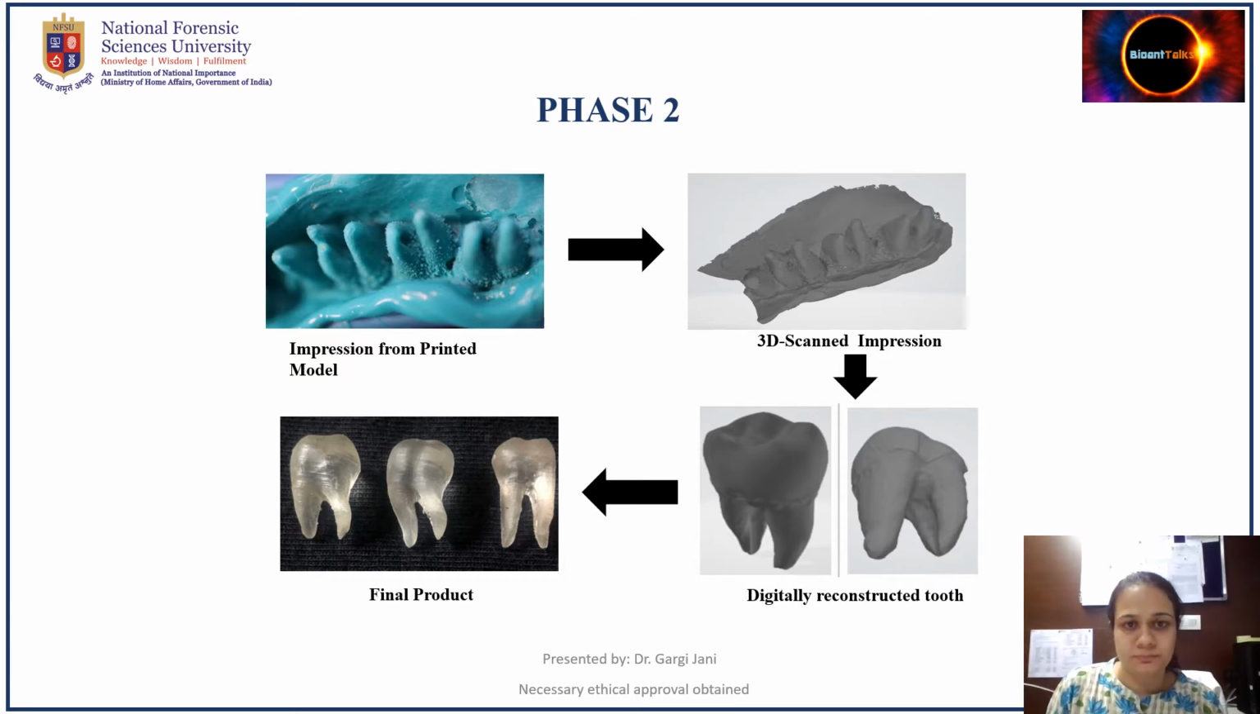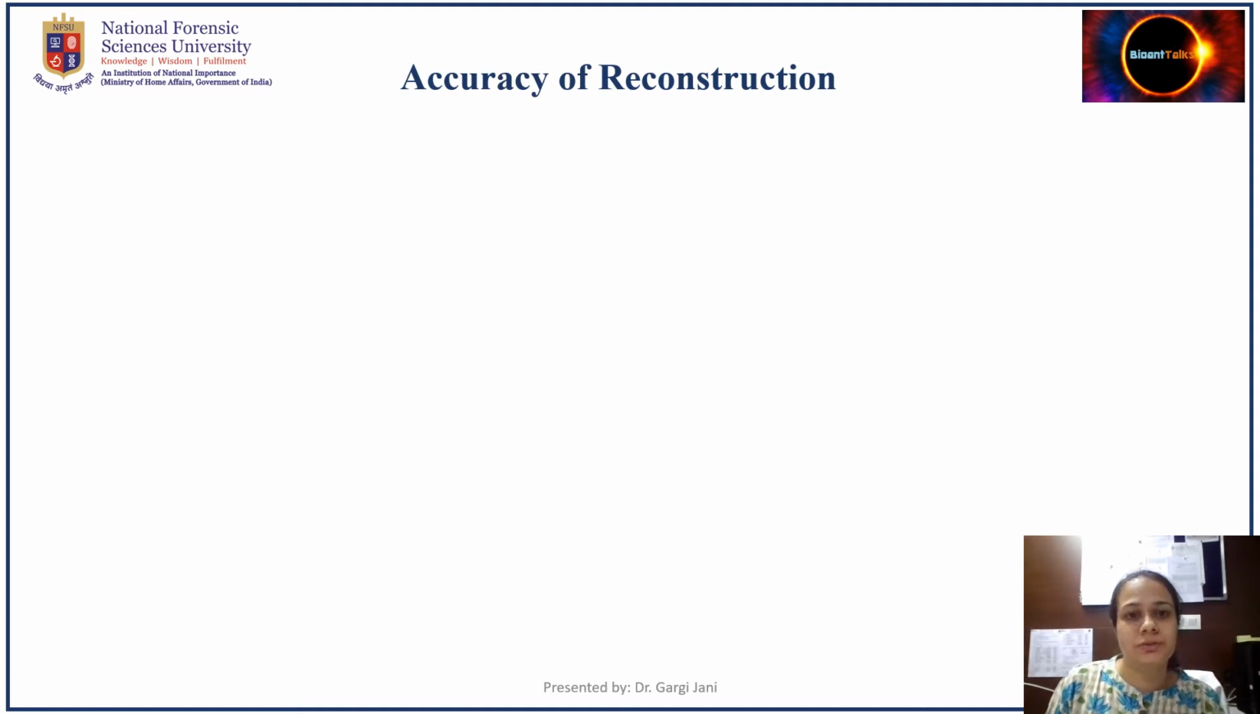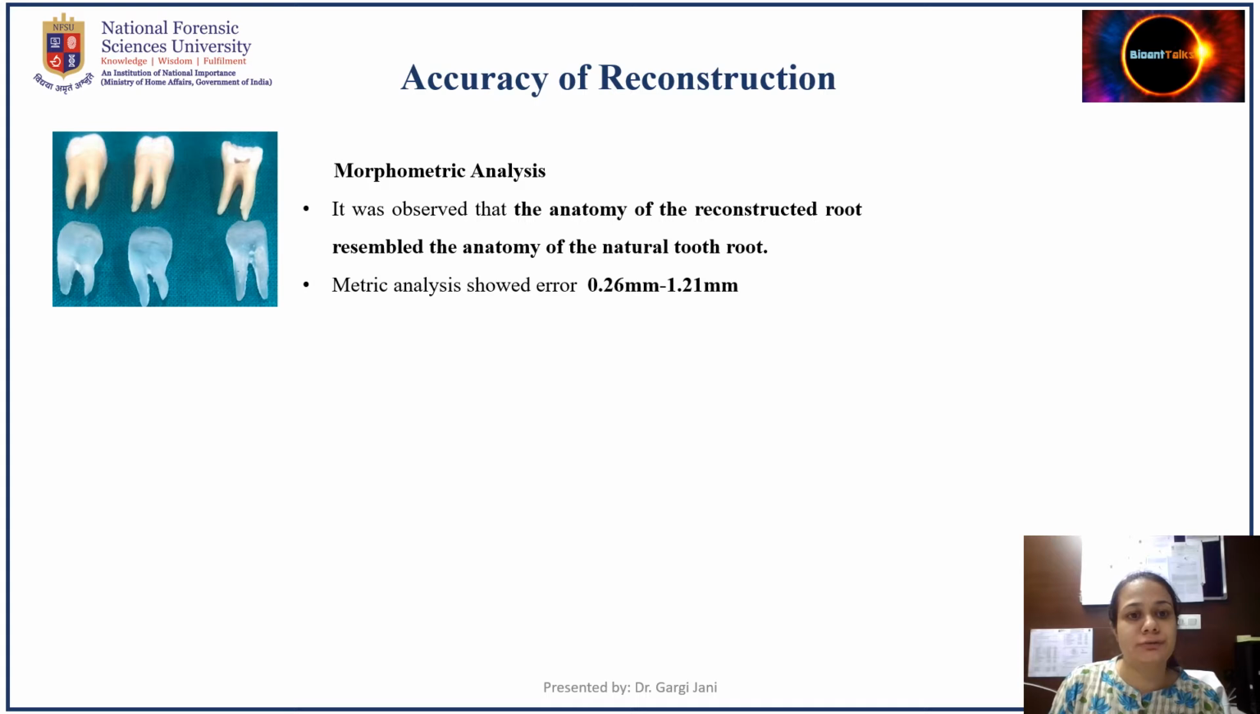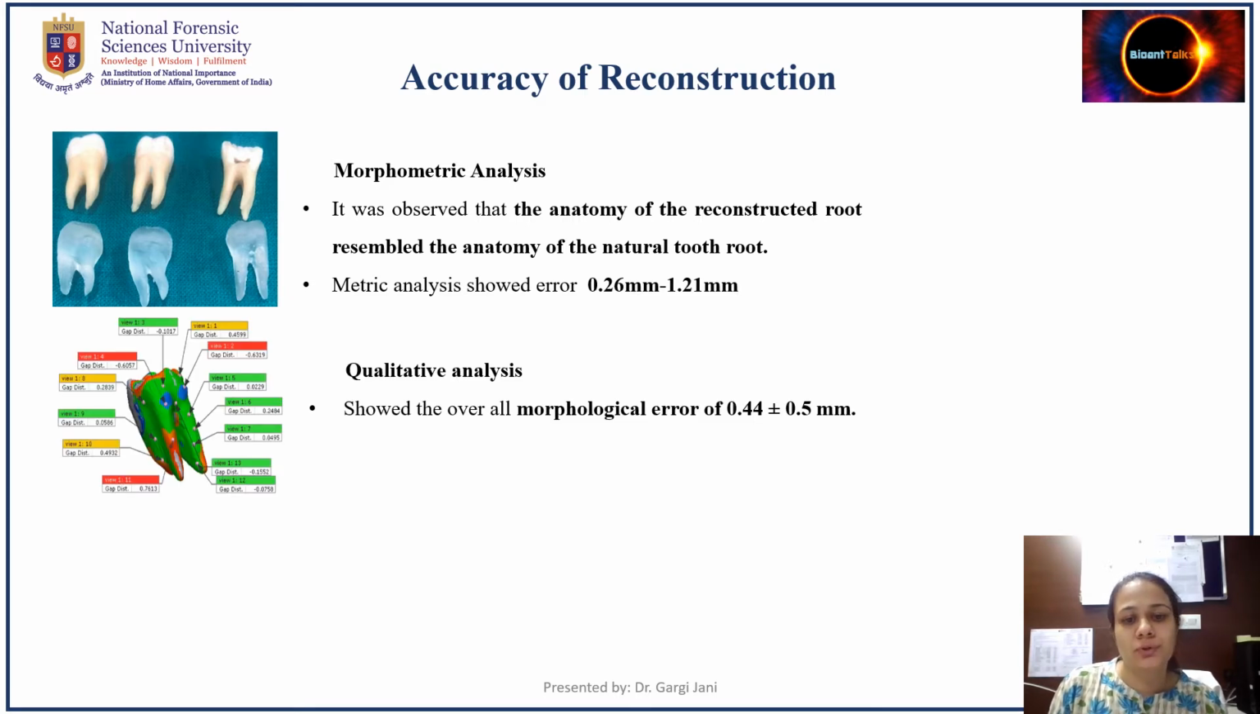SLA material. To assess the accuracy of the reconstruction, we used the original teeth as the reference model and we performed morphometric analysis. It was observed that the anatomy of the reconstructed root resembled the anatomy of the natural tooth root. Metric analysis of this root showed the error of 0.26 mm to 1.21 mm. We did a qualitative congruency analysis test where we superimposed the 3D printed scanned model on the original tooth model, which showed the overall morphological error of 0.44 plus or minus 0.5 mm.